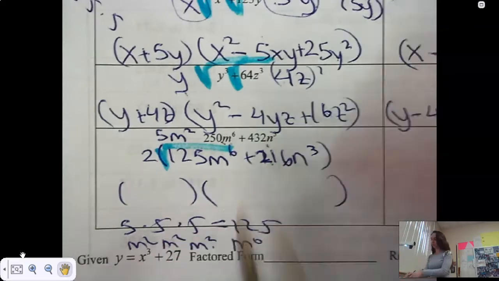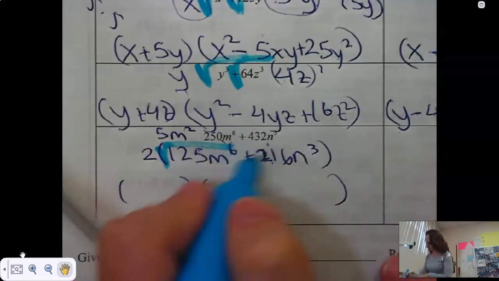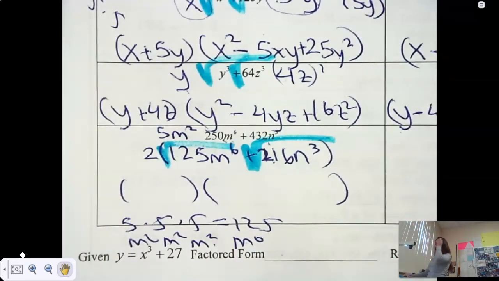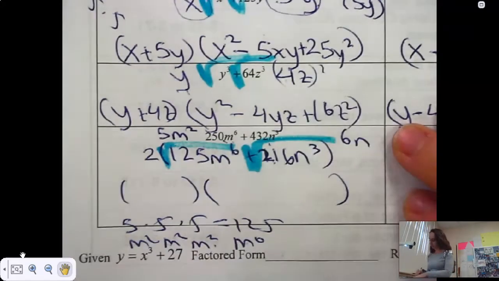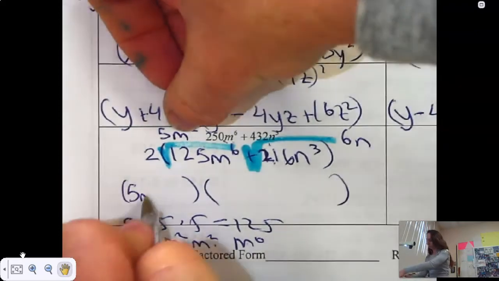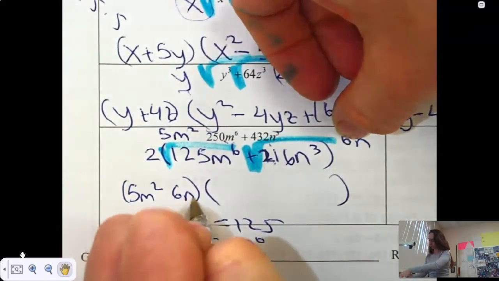Oh, I didn't do this one. I'm so sorry. Then there's this one. What times what times what is 216? And some of you go, I don't know that one. In your calculator, go 3 times 3 times 3. No. 4 times 4 times 4. No. 5 times 5 times 5. No. Which one is it? Okay? 6n. First one. Second one.